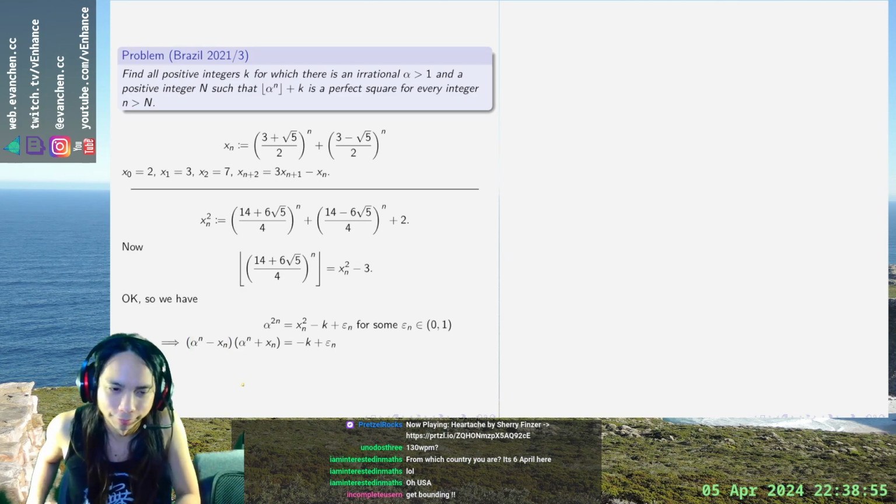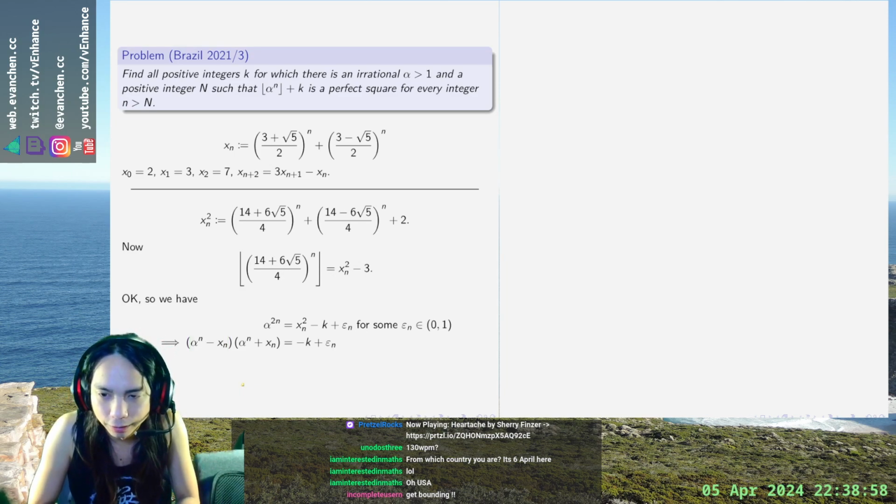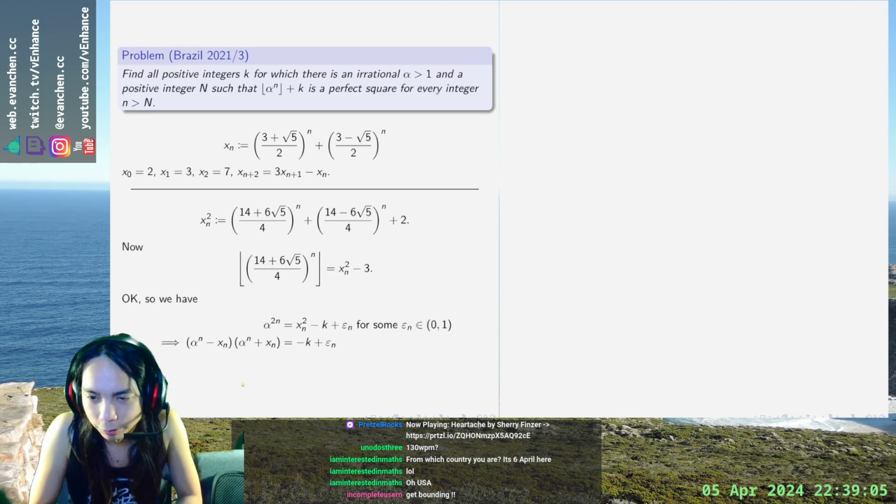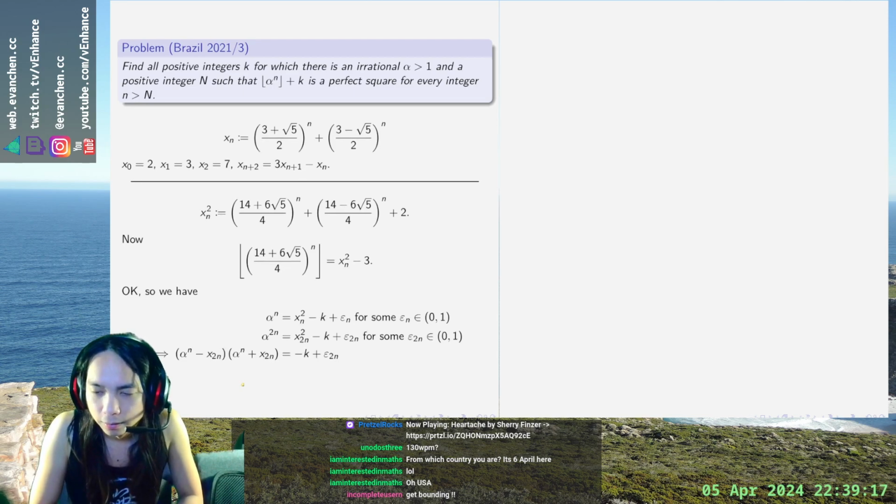Okay, well, I changed my mind. We're going to use the indices the way that they were meant to be used. So we're actually going to go back to using 2n here. The point is that we also know that alpha to the n is xn squared minus k plus some epsilon. So this implies it's xn squared minus x2n minus k plus epsilon n times alpha to something, which is really, really big, because alpha to the n grows exponentially large. It's literally exponential. It's equal to epsilon 2n minus k.